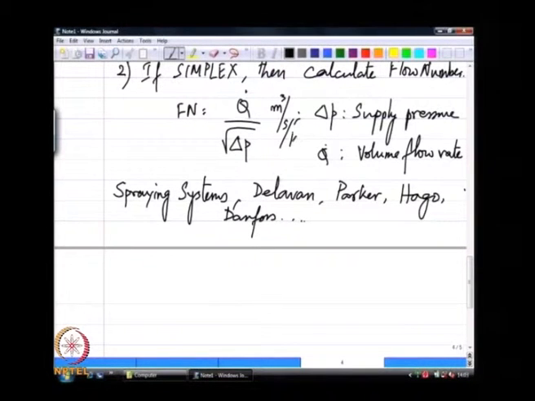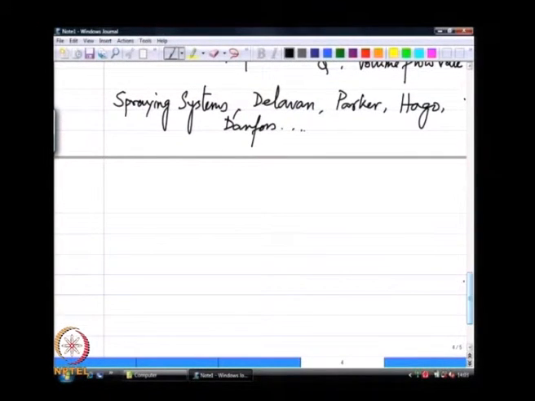Let us say, for example, meter cube per second per kilopascal would be one choice, or gallons per hour per psi or square root of psi. Gallons per hour per square root of psi is a perfectly legitimate unit for flow number. So, you can calculate this flow number, and typically you have a selection of nozzles that give you the same flow number but different flow rates. So, the first step is calculate flow number.